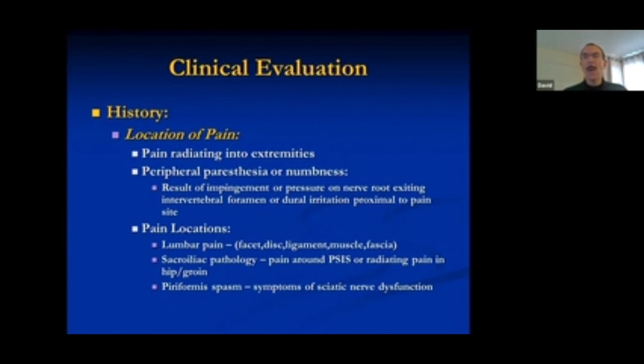So some of the main areas of pain location, particularly in the lumbar spine, are going to come from the facet joints, as we've said, the disc. Ligaments can become involved, muscle tissue. We mustn't also forget the fascia as well.